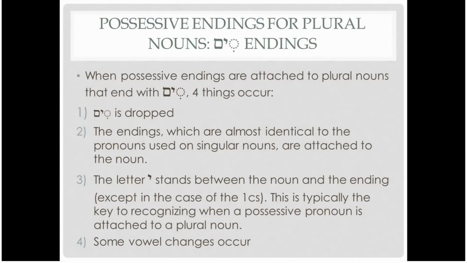And four things occur when you have a possessive ending that is attached to a plural noun. First of all, the im is dropped, so you're going to lose that. But don't worry, there are going to be signs that indicate to you that it is plural. So the first is the im is dropped. Second, the endings, which are almost identical to the pronouns used on singular nouns, are attached to the noun.